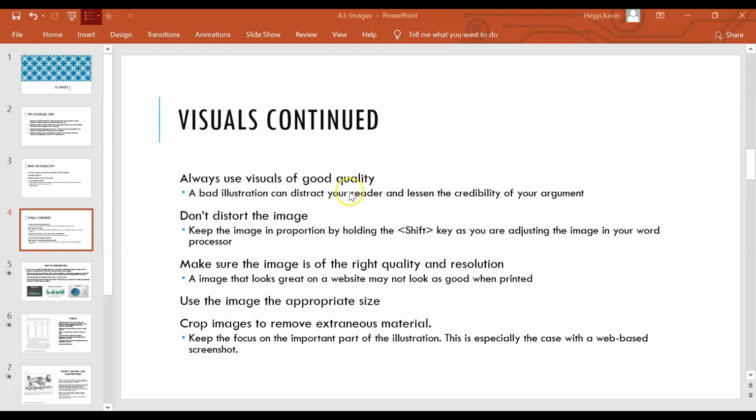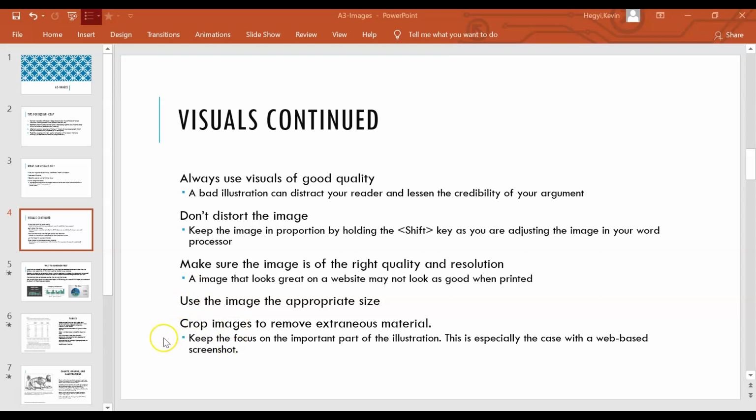Really always think about using them of good quality. Make sure that it's of the best quality, the highest, I can't think of the word right now, but the highest resolution. So you don't want anything distorted. You want your image to be there and be easily read. Something that's an appropriate size. I'll show you an example of something that I think is a little big or a little small where you can't really tell what's going on.